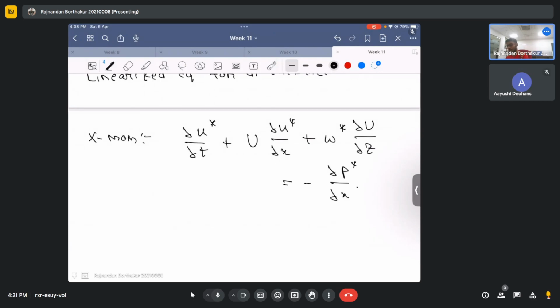That's why we retain this term, and then we have just this term, minus del p star by del x. Again, I have just not shown the math. You can very easily do the math and just discard all the nonlinear terms. For instance, we also had a term which is del u star by del y times v. We may have this term, but then we can simply neglect it, because it is essentially a nonlinear term.